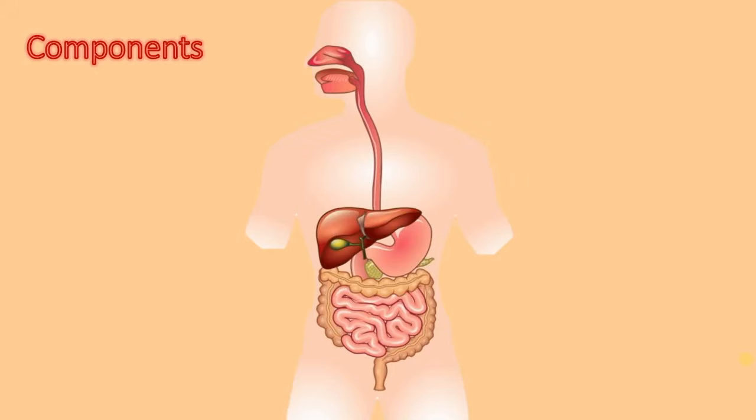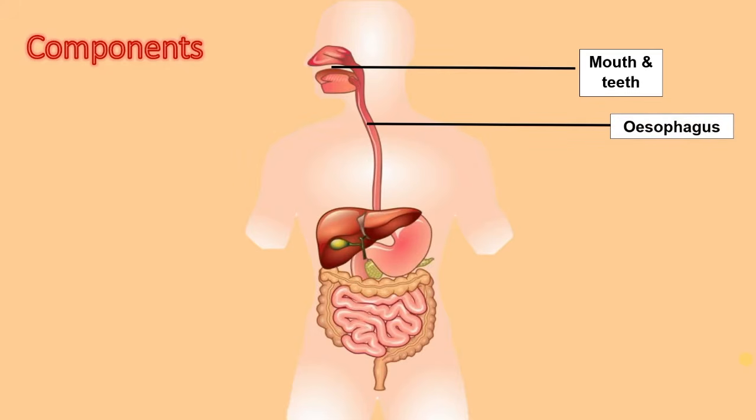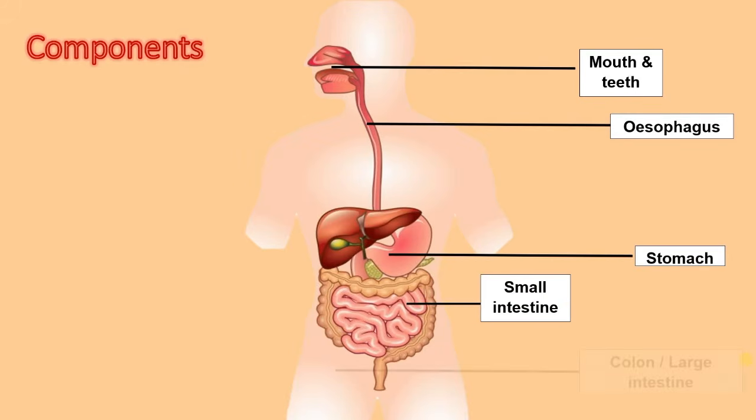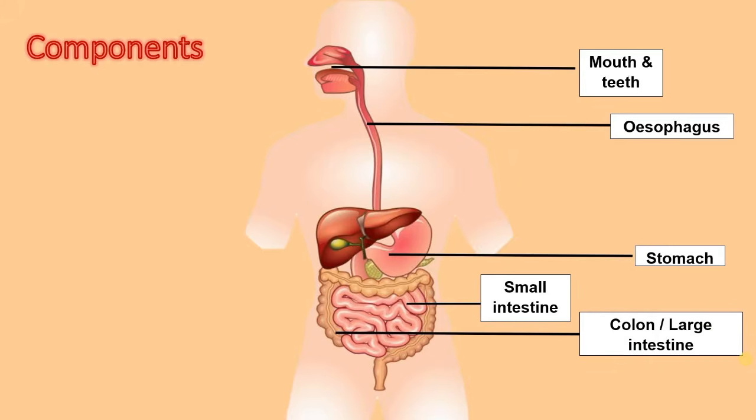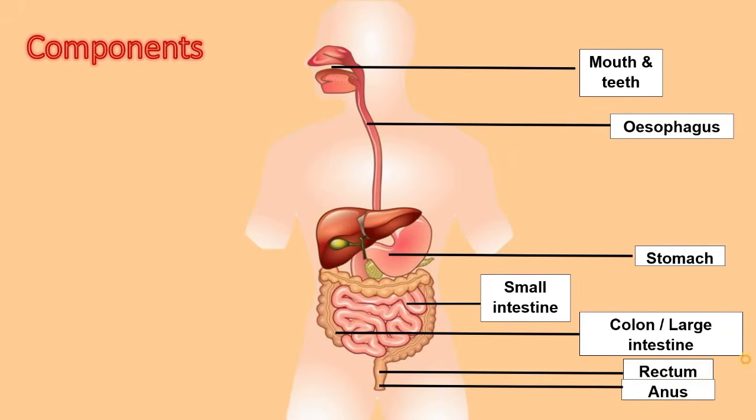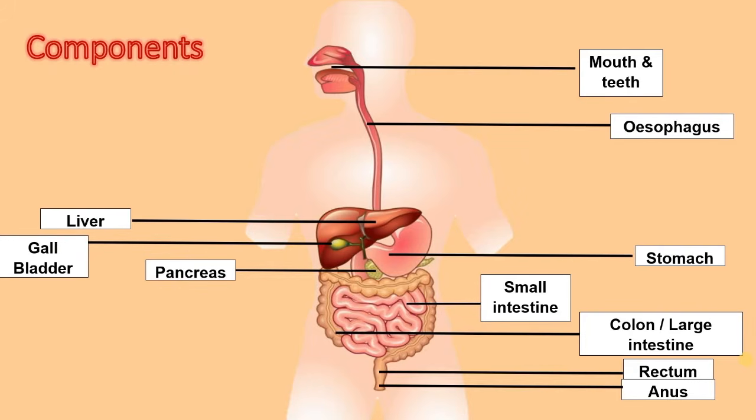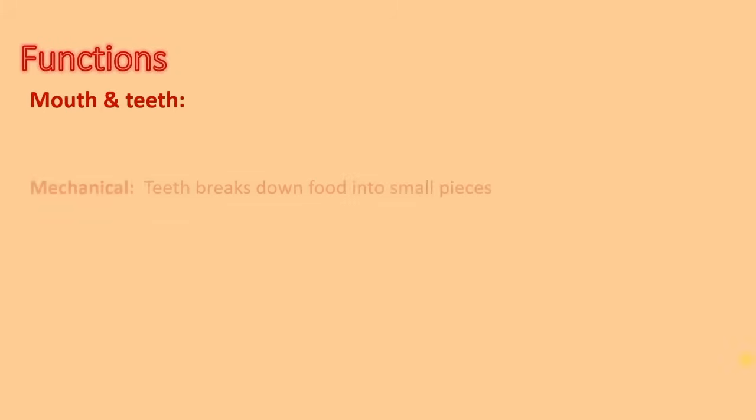So what are the components of the digestive system? Firstly, we have the mouth, the teeth, and also the tongue, which plays a very important role. Then we have the esophagus, not the food pipe, the esophagus. We have the stomach, the small intestine. We then have the large intestine, also known as the colon. We have the rectum and the anus. And then we also have the liver, the gallbladder, and the pancreas. So what are the functions of each of these components?